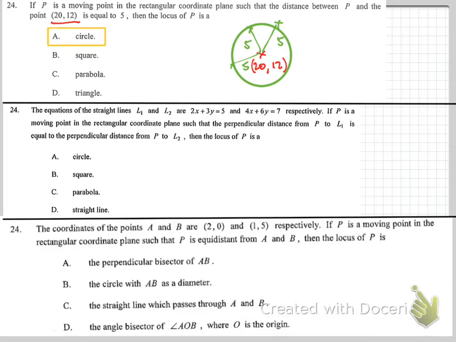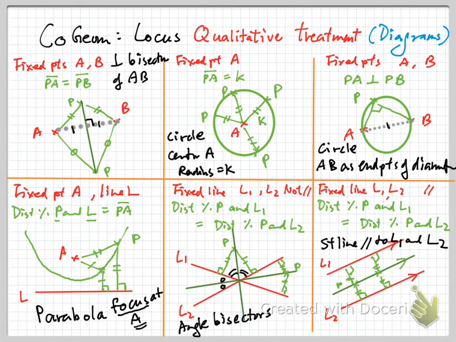And the middle one, we have two straight lines, L1 and L2. They are two straight lines. P is a moving point such that the perpendicular distance from P to L1 is equal to the perpendicular distance from P to L2. So that is precisely these two situations, the middle at the bottom and the bottom right corner. Whether it is this one or this one depends on whether L1 and L2 are parallel.